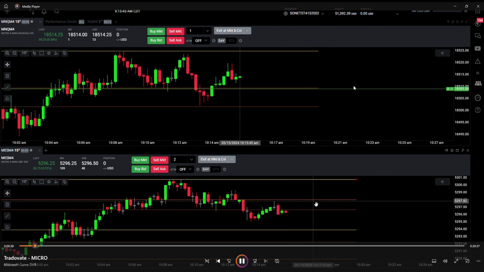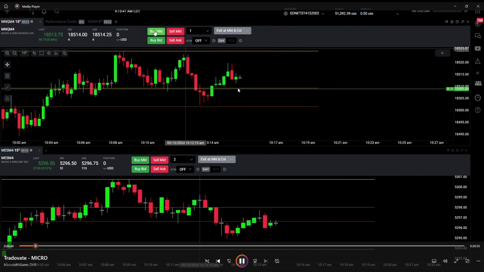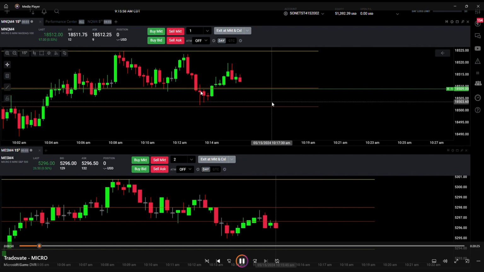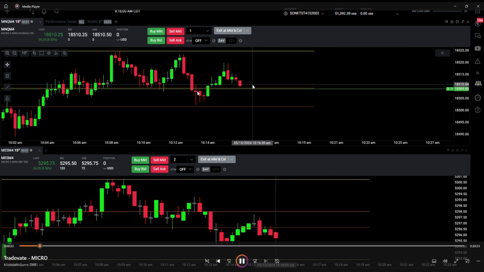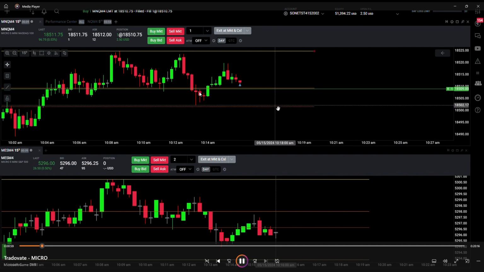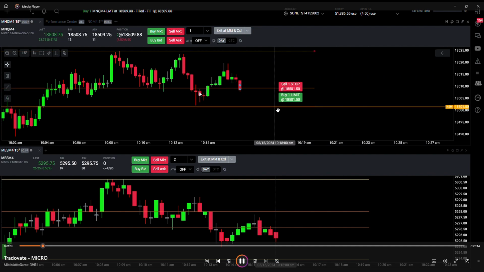And as you can see, price is starting to come back down. Put a buy order right here, just above the bullish order block, which is essentially the open of these two candles. They're pretty relevant. Order filled.